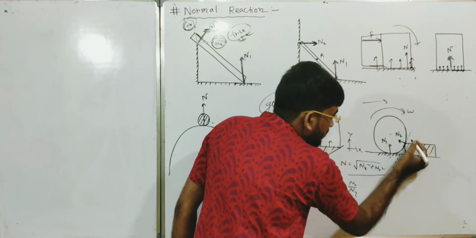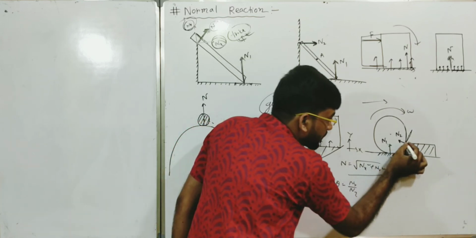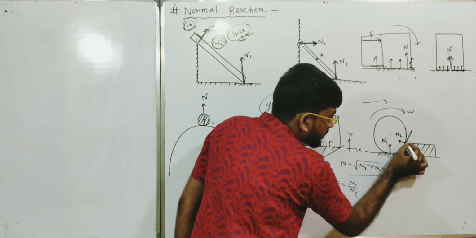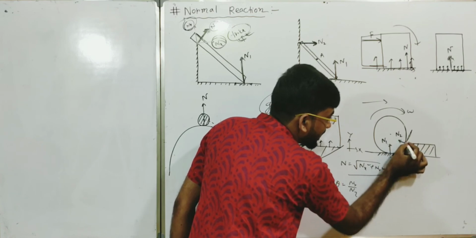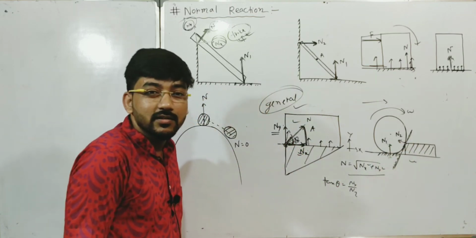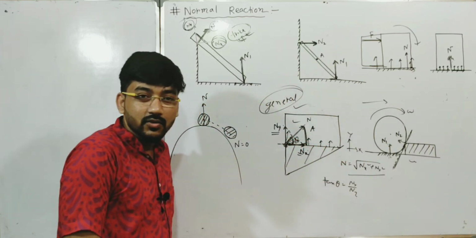So if we draw a tangent plane over here, then at this point the normal will be normal to this tangent. This is the tangent and this will be the normal to the tangent, and that will be the normal reaction at this point, at this contact point.